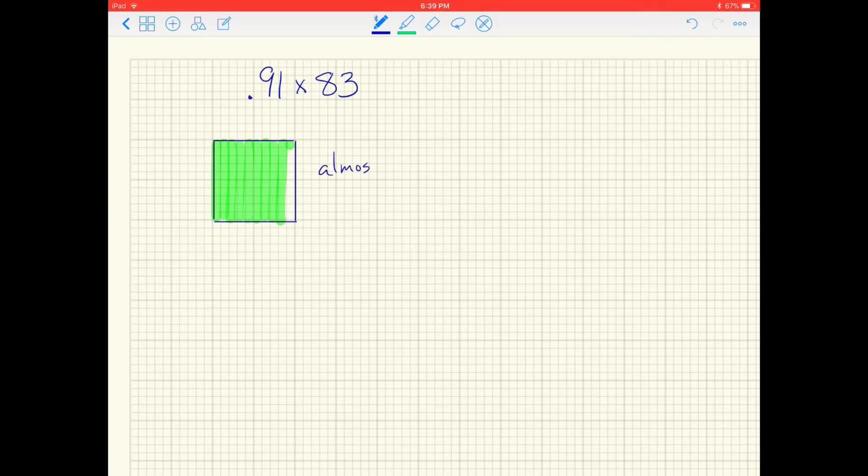So I want to estimate a little bit before I multiply this out and think to myself that 83 times 91 hundredths is about 83 times 1, or 1 times 83. So I know my answer should be around 83. It's going to be less than 83 because I'm rounding 91 up to 1. But it's not going to be too far off.